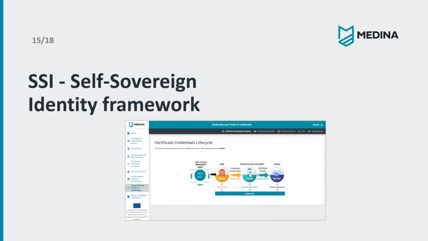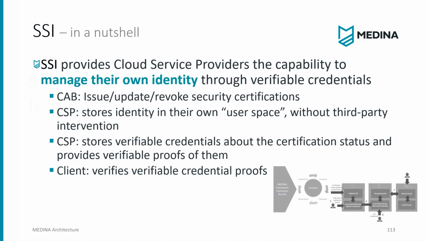SSI, Self-Sovereign Identity Framework. SSI provides CSPs the capability to manage their own identity through verifiable credentials. It allows the CAB to issue, update, and revoke security certifications. It allows the CSPs to store verifiable credentials about the certification status identity in their own user space. And it permits the client to verify the credentials.